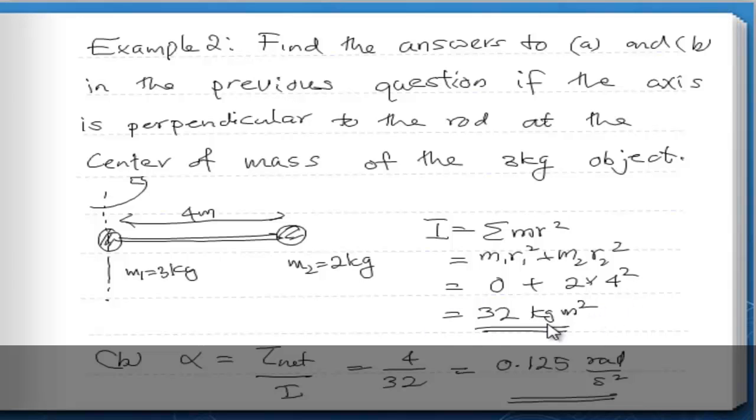So the inertia has changed. Inertia is not like mass. It changes with the rotational axis. So the rotational axis is important. So the new angular acceleration is 4 divided by 32, which is 0.125 radians per second squared.